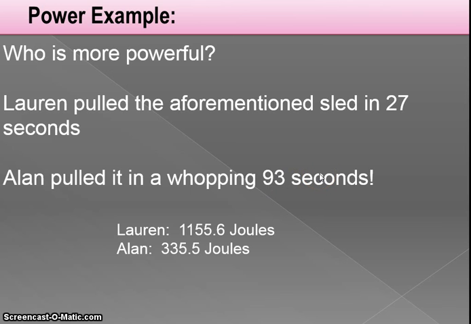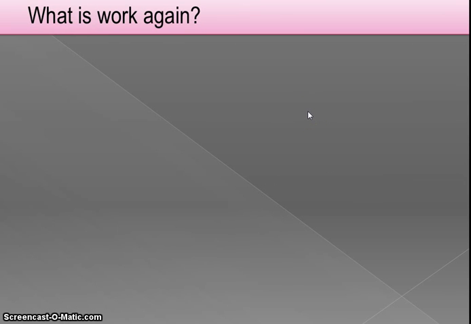Think in terms of how quickly somebody works. She did her work in 27 seconds. He took a lot longer. Because she worked quicker, it shows she had more power.